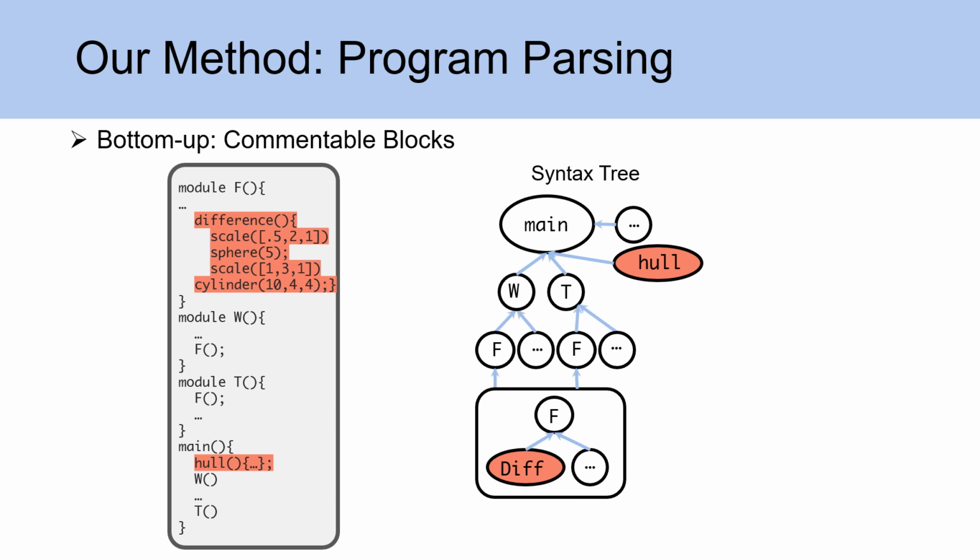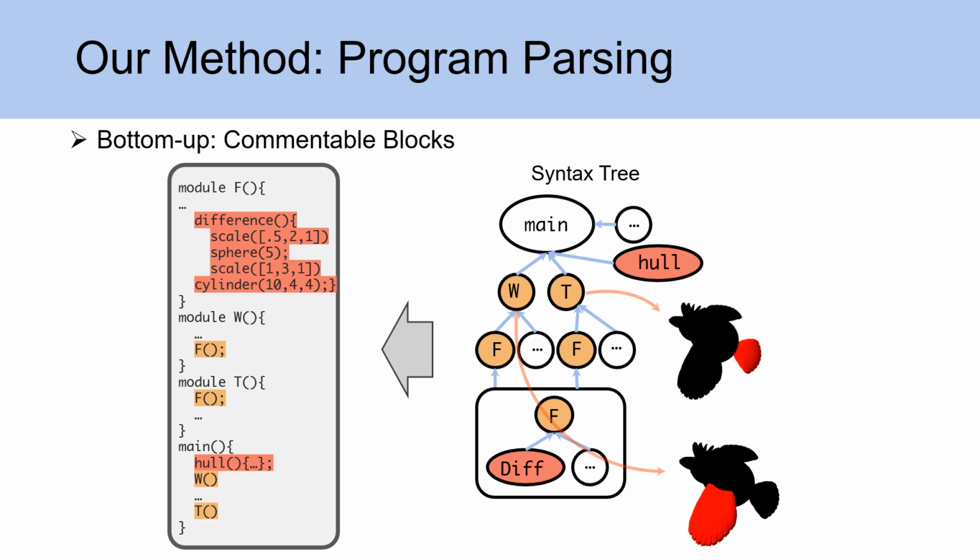We label the irreducible blocks as commentable leaf nodes and traverse the tree upwards to collect all the commentable blocks as node parents, or commentable nodes. Here, the left wing and the tail correspond to the W and the T nodes separately. The parsing step also gives us the pixel and commentable code block correspondence, which serve as the bridges for later steps.